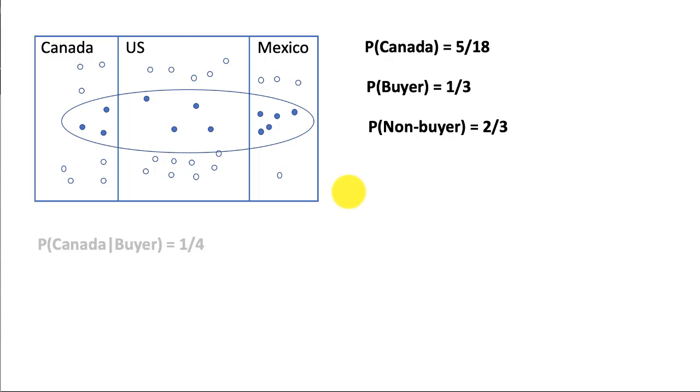Okay, so now let's consider this. The probability of Canada given buyer is 1/4, 3 divided by 12, we calculated that. And the probability of Canada given a non-buyer is 7 by 24. There are 7 non-buyers in Canada, out of 24 non-buyers overall. So that probability is 7 by 24. Okay, now just think about this. The probability of Canada given a buyer is 1/4. The probability of Canada given somebody is a non-buyer is 7 by 24.